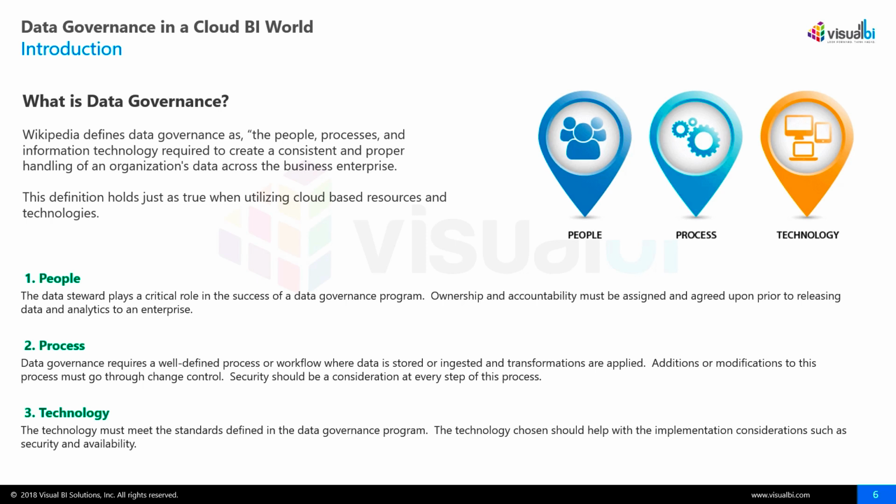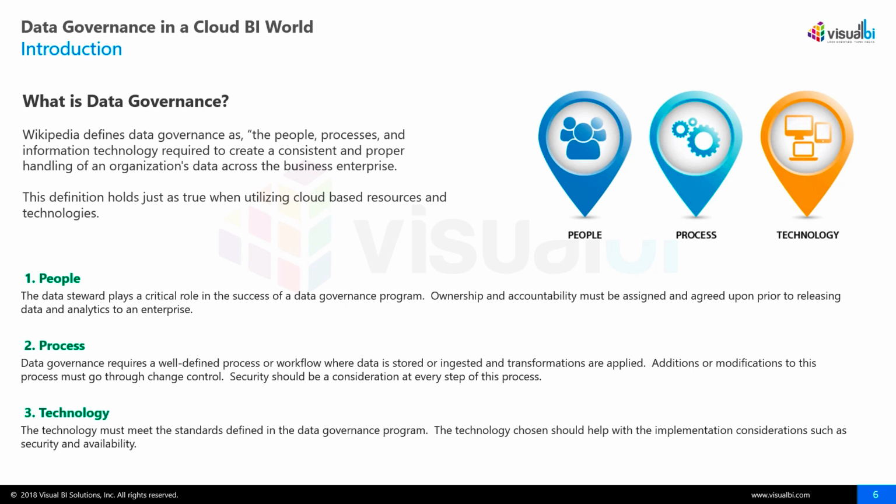Ownership and accountability is assigned and agreed upon prior to releasing information and analytics to the enterprise. From a process perspective, we see data governance requiring a well-defined process and a workflow where the data is stored or ingested and transformations are applied. Additions or modifications to the process go through a change control, and we'll talk more about that later in the webinar. Security is also a huge concern at every step of this process.